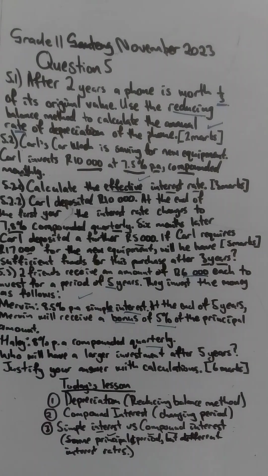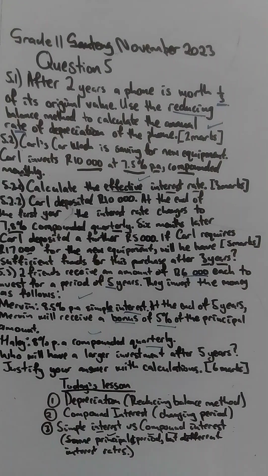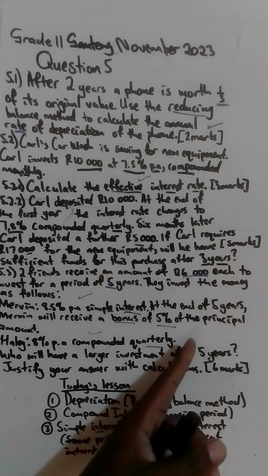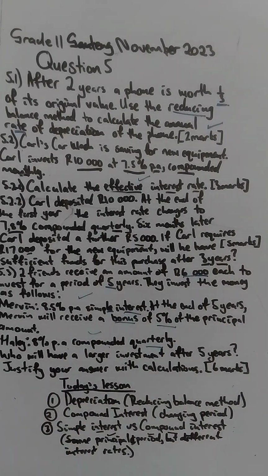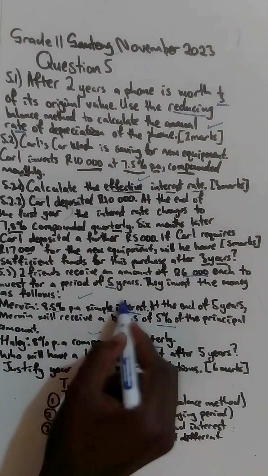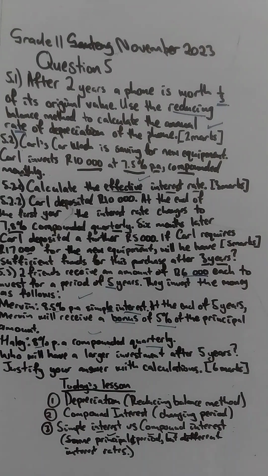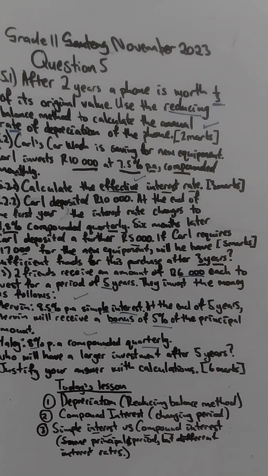We will calculate Mervyn using the simple interest formula. From there we will calculate what? Haley, using the compound interest formula, which has got a compounding period of quarterly. The difference here is that Mervyn has got 8.5% when using simple interest, and Haley has got 8% per annum, right? So let's see who will get more money.